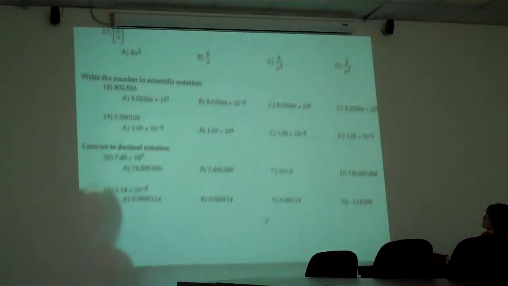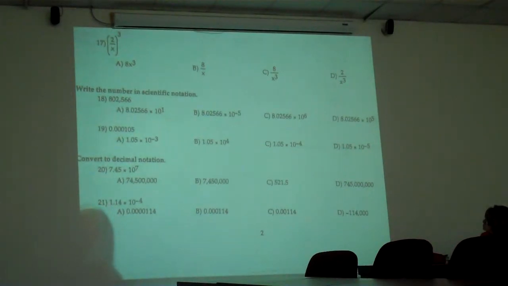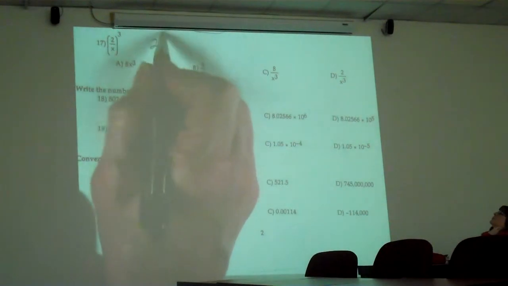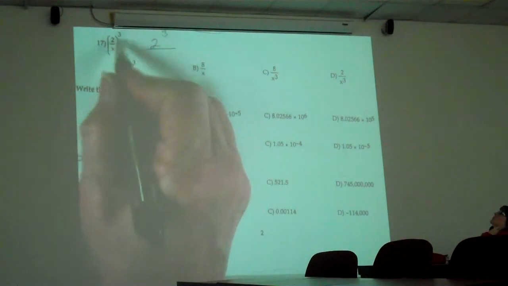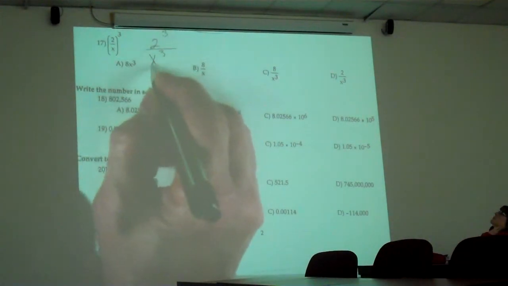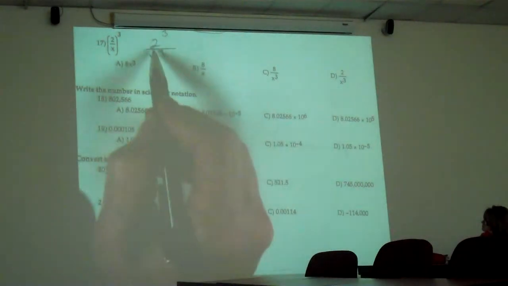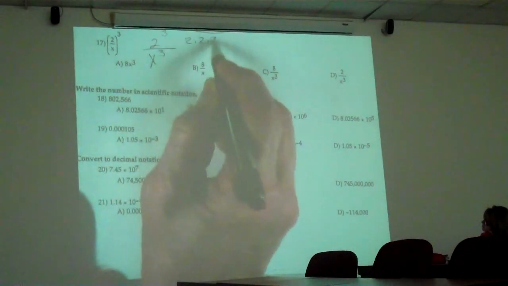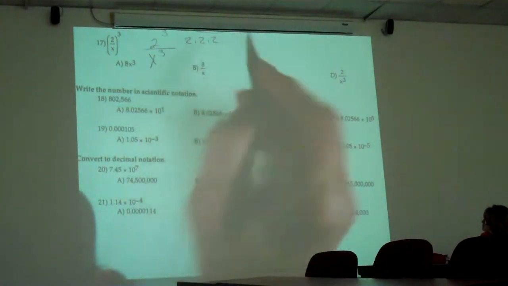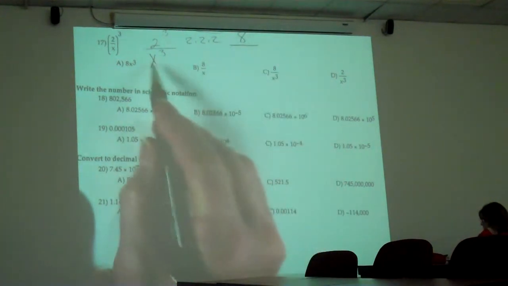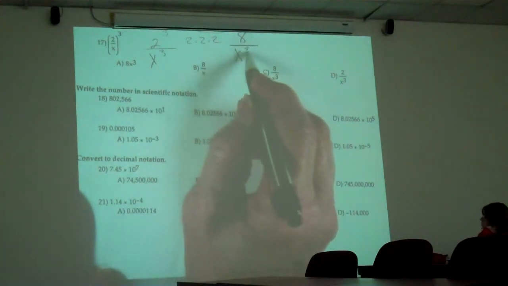Okay, number 17. Yep. The top and the bottom both go to that power. So the 2 goes to the third power, and the x goes to the third power. Okay, 2 to the third power, 2 times 2 times 2, so 2 times 2 is 4, times 2 is 8 on top, and the x to the third power is on bottom.